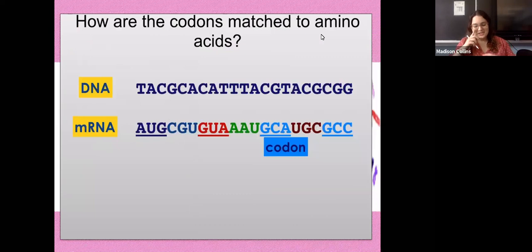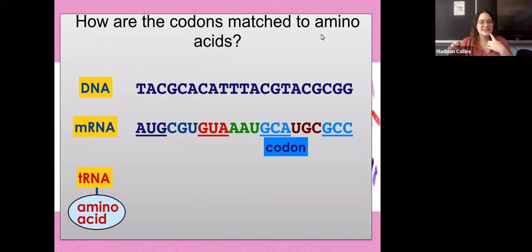All right, so now how are these codons actually matched to an amino acid? Well, we've got another character to introduce, and this is our good old friend called tRNA. You can consider him like a distant cousin of mRNA. They're both ribonucleic acid, but they do different jobs. What tRNA does is this is actually called transfer RNA. And it is going to transfer the amino acids specifically to that mRNA sequence to create the protein.